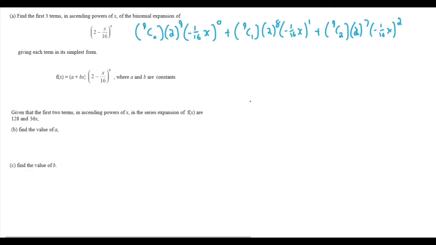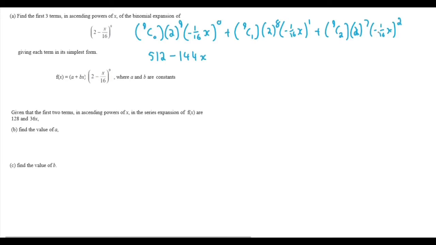This, of course, we are going to have to expand or simplify. So 9 choose 0 times 2 to the power of 9, but that power of 0 makes no difference. You get a first term of just 512. And here, 9 choose 1 times 2 to the power of 8 times minus 1 over 16 to the power of 1 gives you minus 144x. And then here, 9 choose 2 times 2 to the power of 7 times minus 1 over 16 squared.